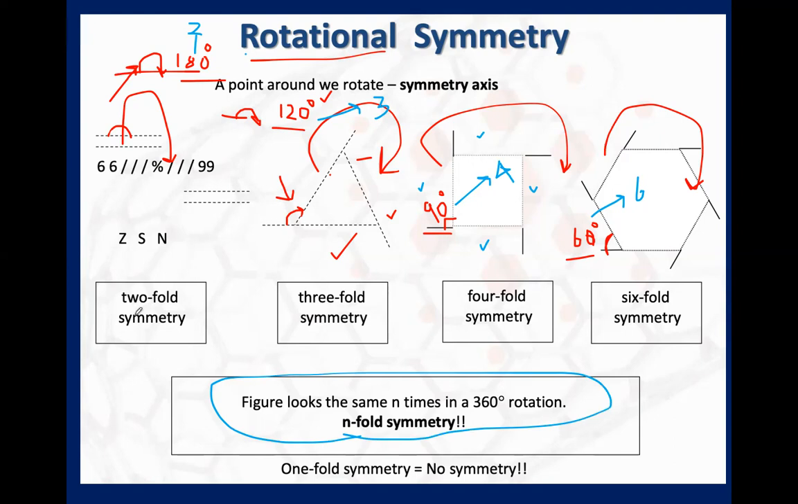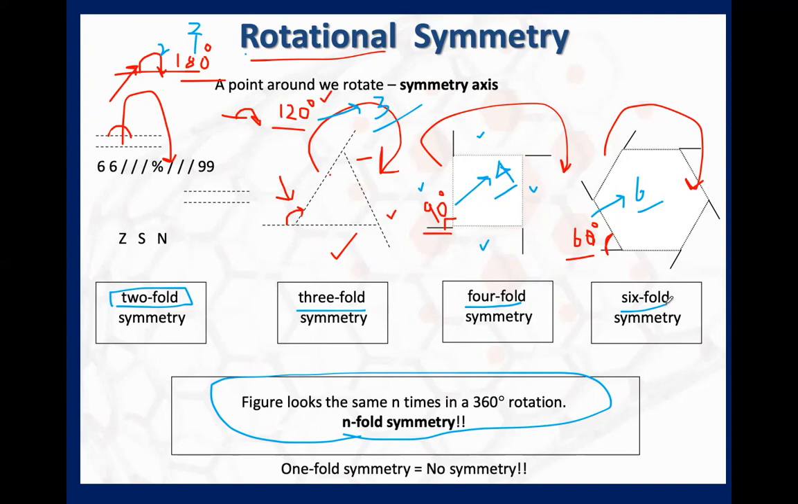So in the first case, you saw it two times. That means this is two-fold symmetry. In the second case, you saw it three times. That means it's three-fold symmetry. In the third case, the 90 degree case, you saw it four times. That means four-fold symmetry. And the last case, you saw it six times. That means it's six-fold symmetry. So rotational symmetry, you can define based on how many times you see the same object.